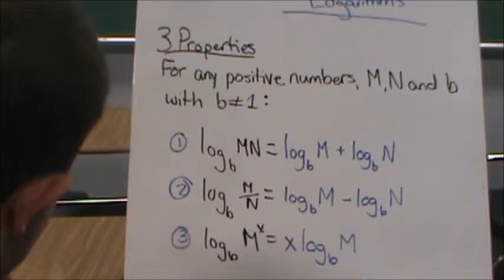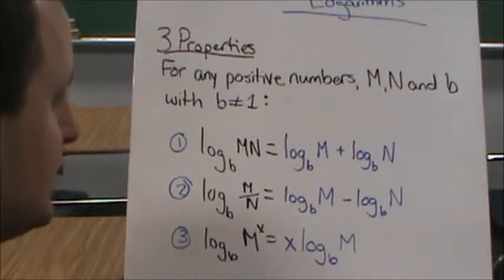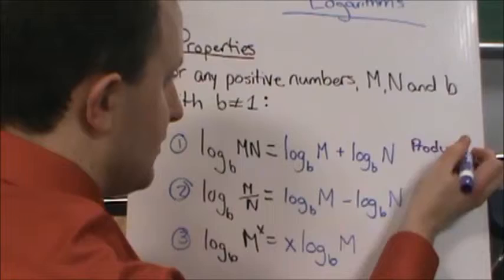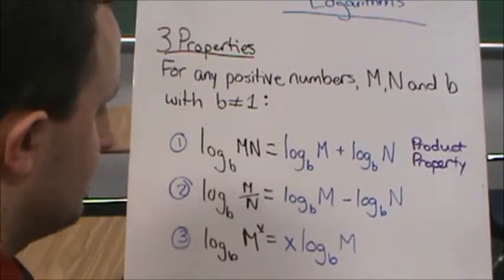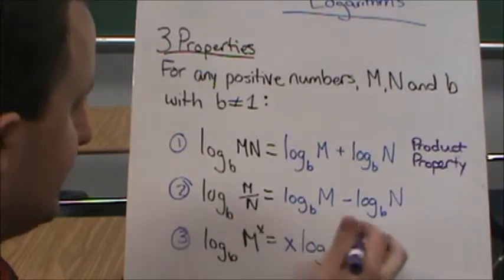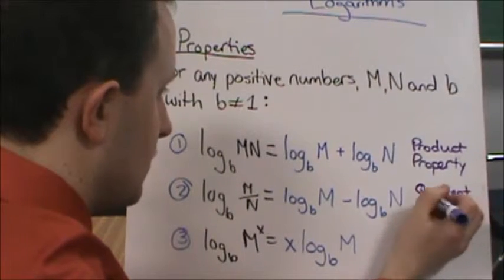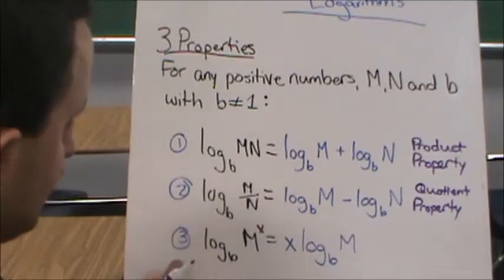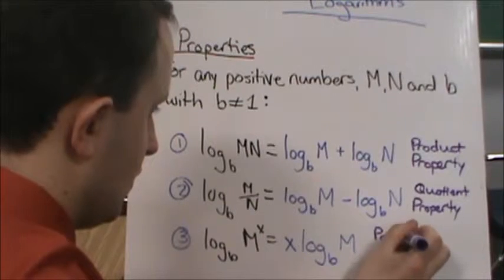There are technical terms for each of these properties. This first property, log base b of m times n, is known as the product property. Log base b of m divided by n is known as the quotient property. And then the last one, log base b of m to the x power, is known as the power property.